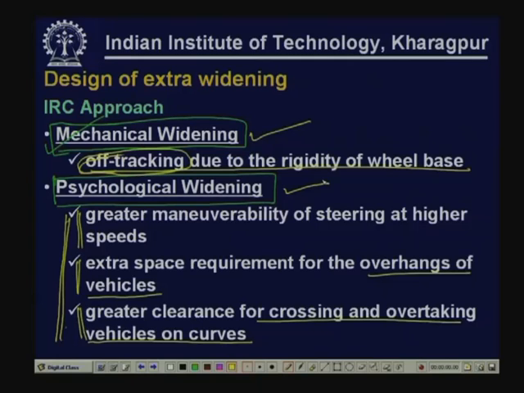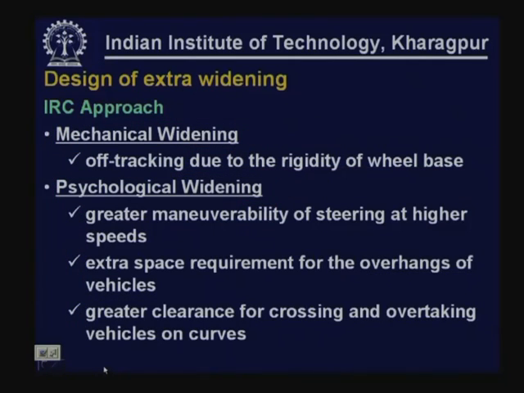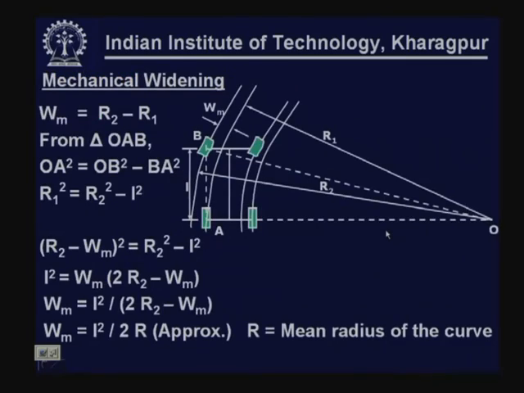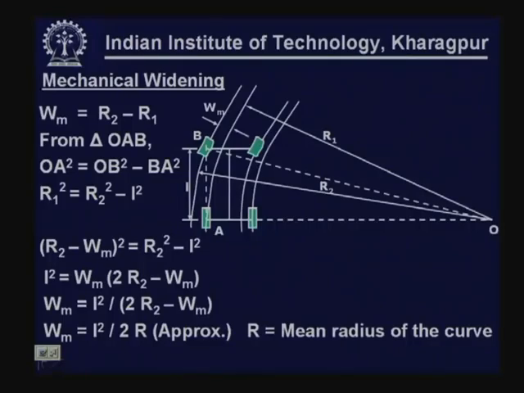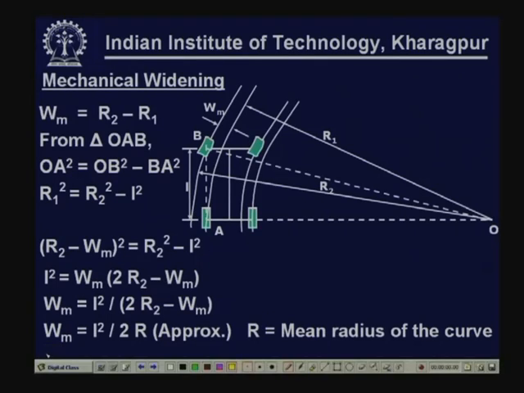Now, what should be the values? Because we know the basis, but what should be the values? How much widening should be done considering this off tracking or mechanical aspects, and how much should be done to account for these psychological aspects? Now, one can actually calculate the requirement of mechanical widening, and simple equations can be derived. Let us see here the sketch.